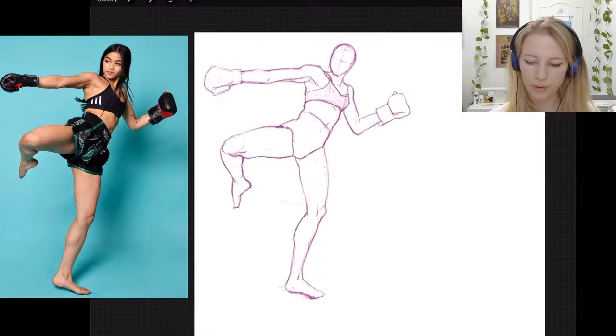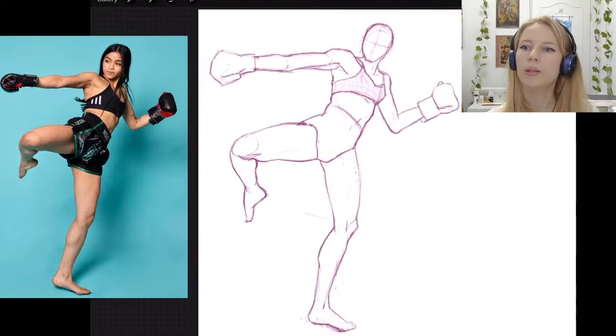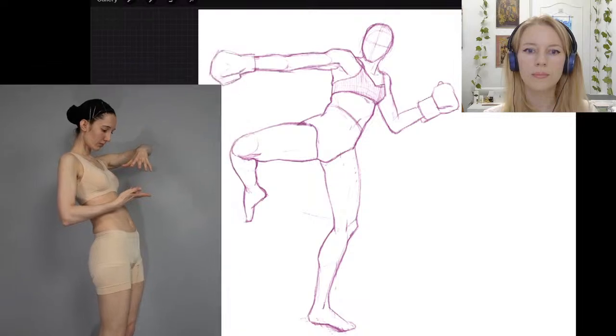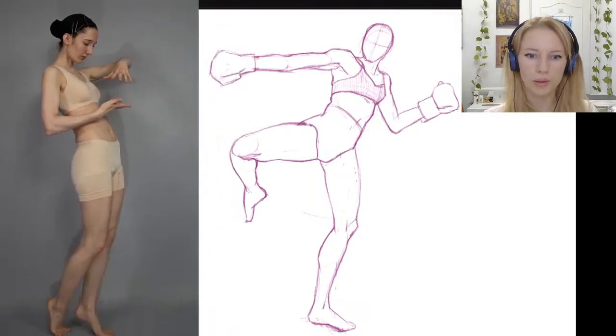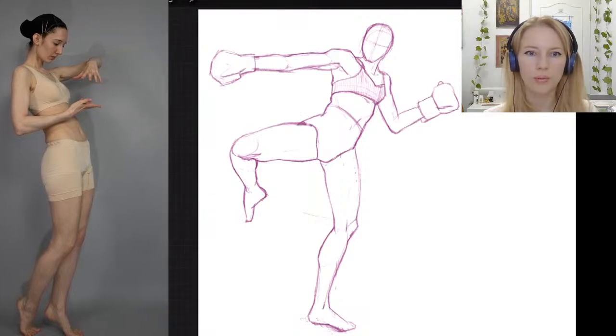Yeah, I think it's time for the second reference. This one we're pretty much done. So let's open it and just... Here she is.